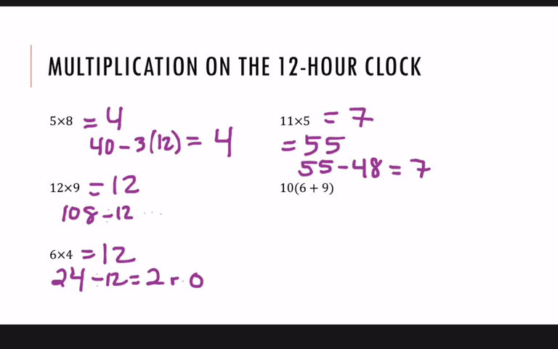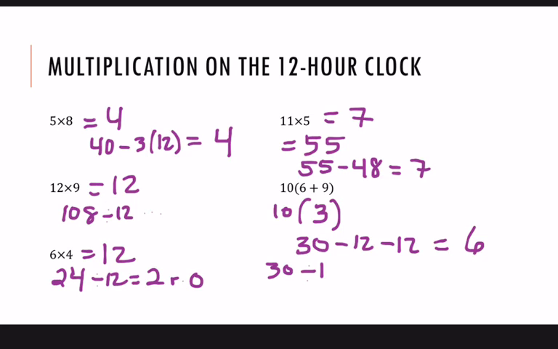And then 10 times 6 plus 9. So in clock addition, 6 plus 9 is 15, but in clock addition, we said that 15 was actually 3. And 10 times 3 is 30. Then we can subtract 12 two times, or subtract 24, and that leaves you with 6. Similarly, if you did 30 divided by 12, you're going to get 2.5, and then multiply the remainder part as a decimal, 0.5 times 12, and that gives you 6.